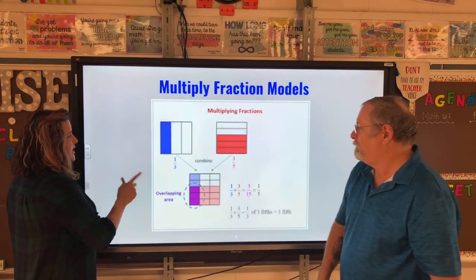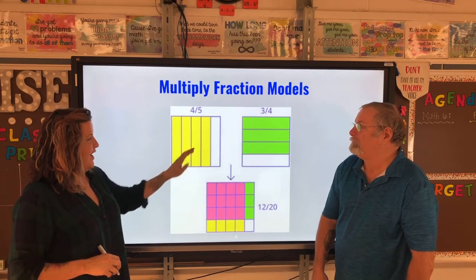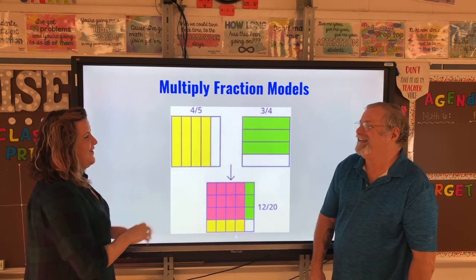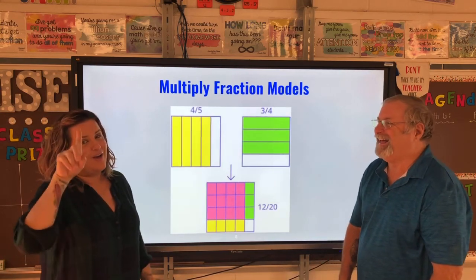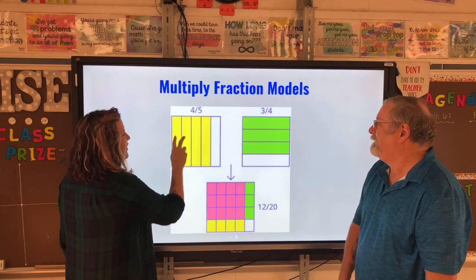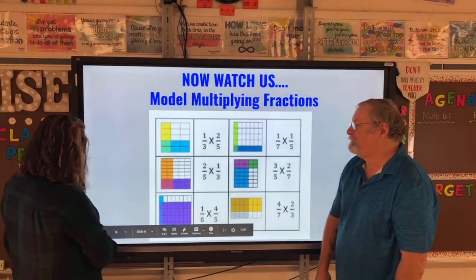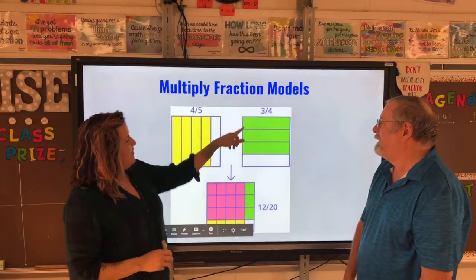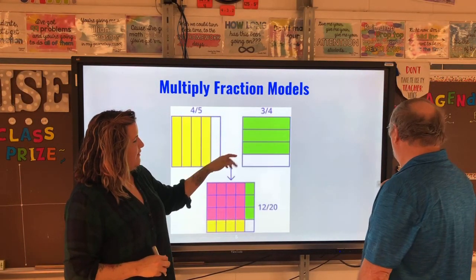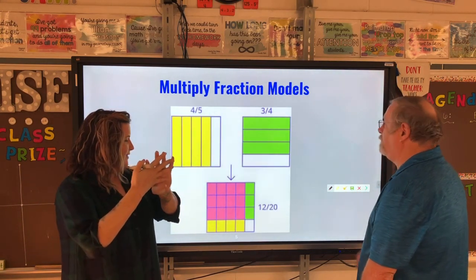All right, let's look at another one. Again, columns and rows. Just for the record, columns go up and down, rows go side to side. Here I have the model of 4/5, 4 out of 5 colored in. And here I have the model 3/4, 3 out of 4 colored in. When I overlap them, I create this grid.